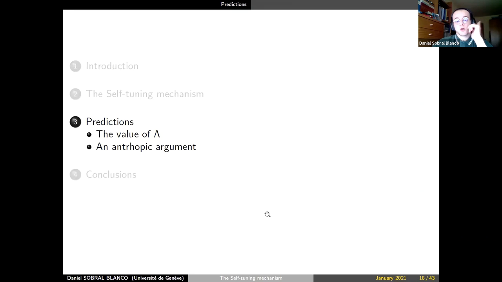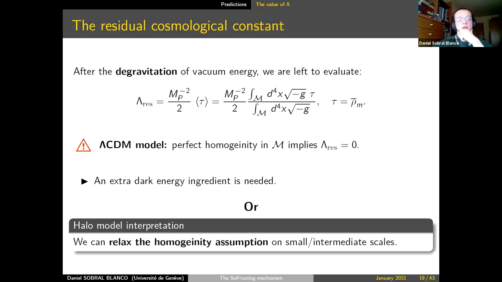Having shown how the mechanism works and how we can combine it with inflation, let's move to the predictions that we have made. The first one is that we have calculated the value for lambda, and we have proposed an anthropic argument that supports the multiverse interpretation. So for the residual cosmological constant, after we degravitate vacuum energy contributions, we are left to evaluate this quantity here, which would take this form, where tau is basically the matter density inside the patch, the region we are working on.